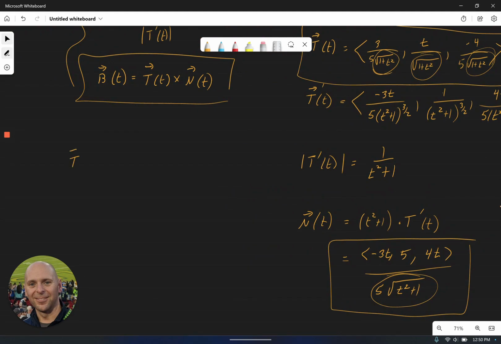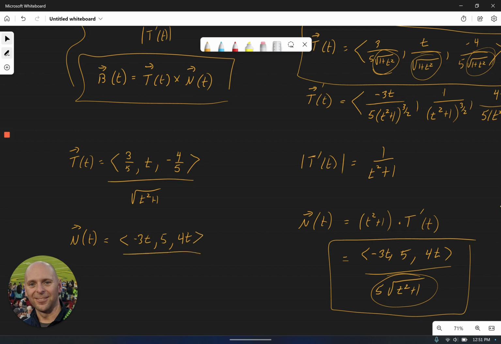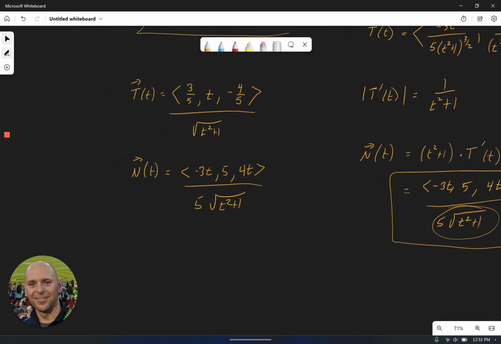So if we take t to be the vector 3/5, t, and negative 4/5, all divided by the square root of t squared plus 1, and we take n as we've got it listed over here as negative 3t, 5, and 4t, and divide that by, again, our 5 square root t squared plus 1, then we can go ahead and set up our cross product in the following manner.